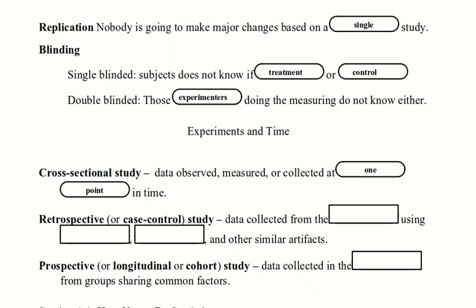So we look at one point in time, and we get all of our data from that one point in time. Retrospective is a study that looks at the past. So we're looking at data that was already collected and put into records, or already collected and put into interviews, or some other similar artifact. In other words, something looking backwards in time.